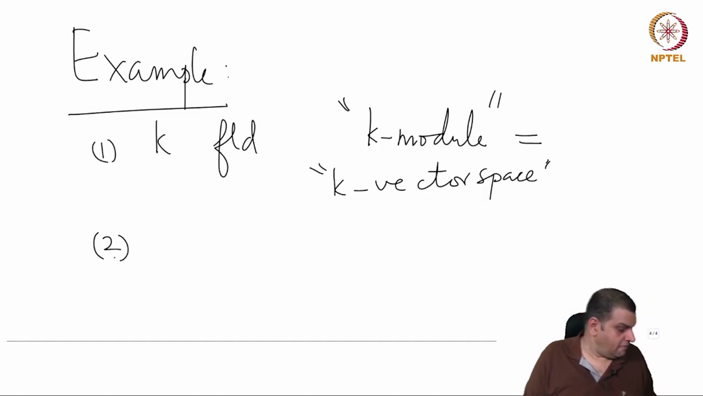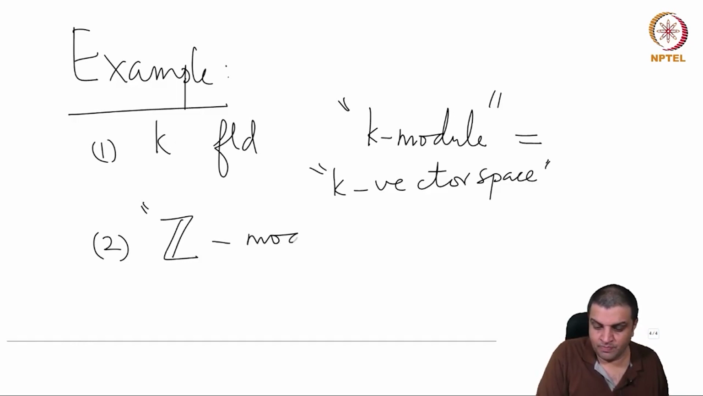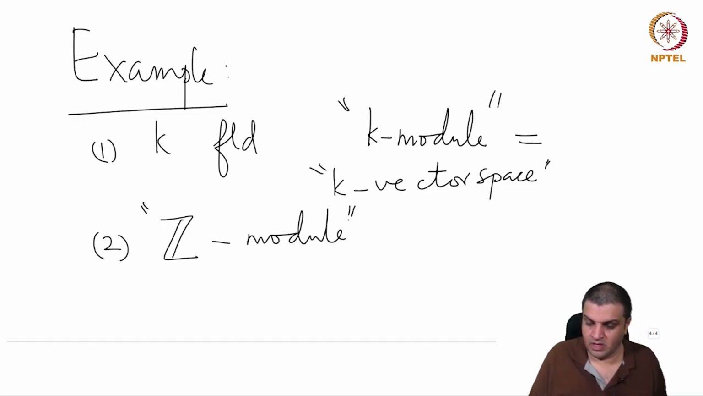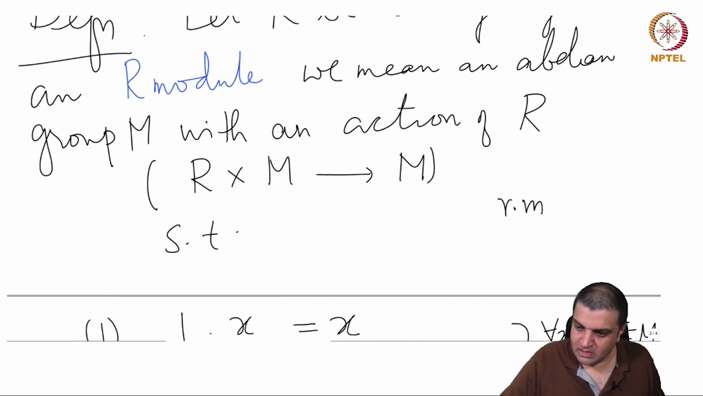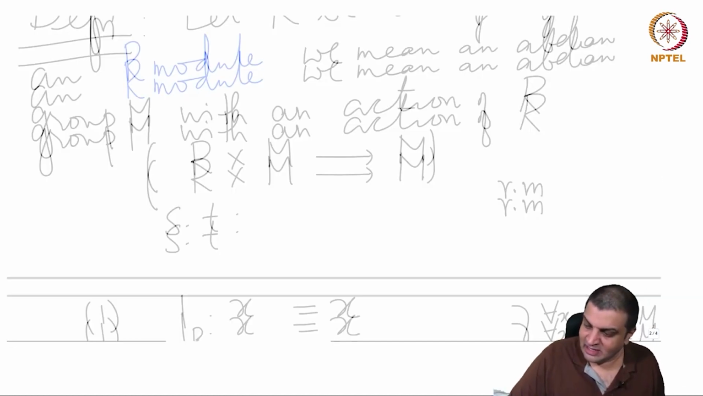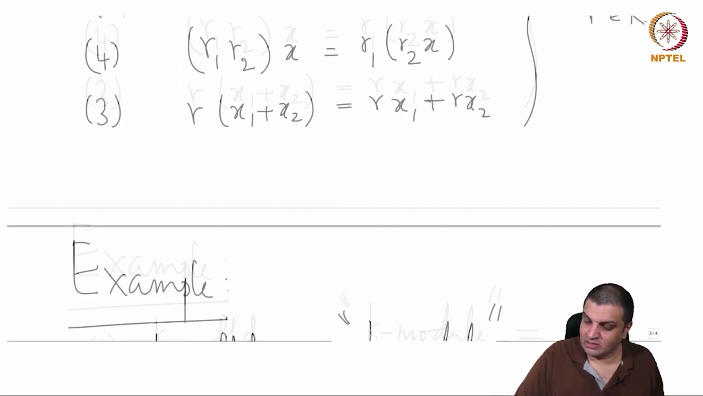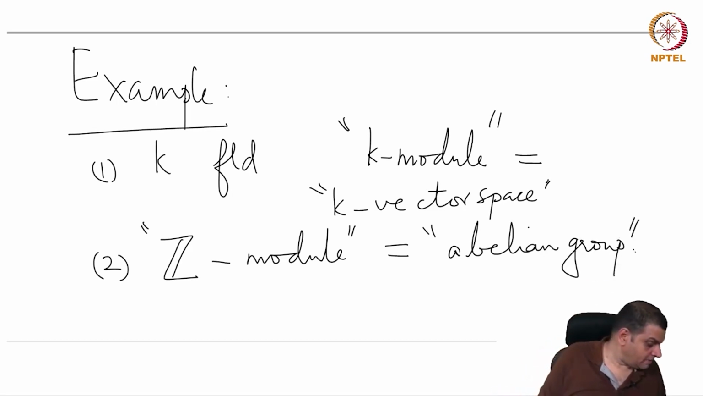Two: what are modules over Z? The word Z module is synonymous with abelian group. Let me go back to the definition. M is an abelian group, and giving it an action of Z respecting these properties does not give it any extra structure. So a Z module is precisely an abelian group.